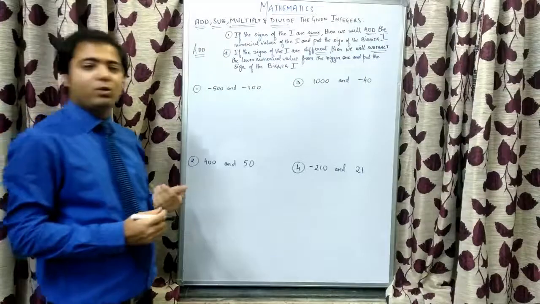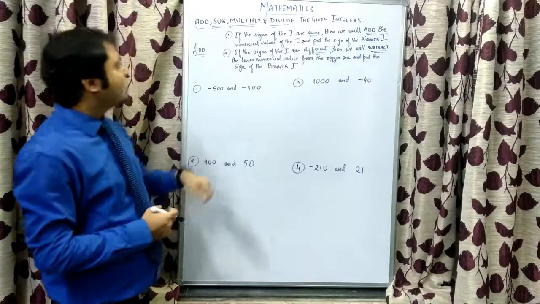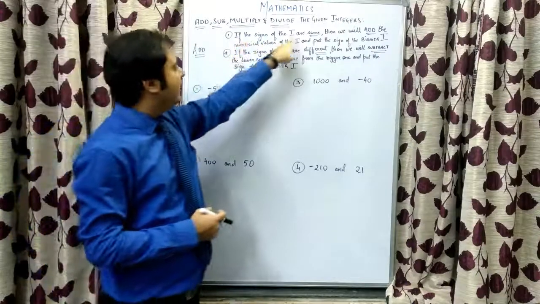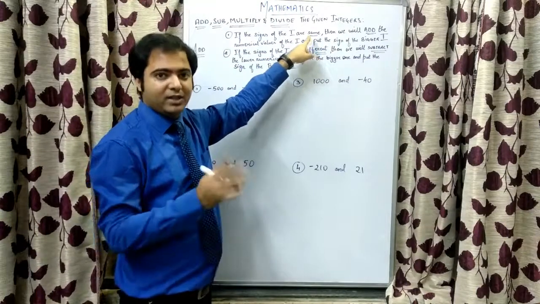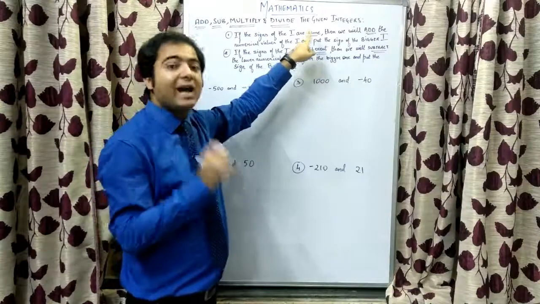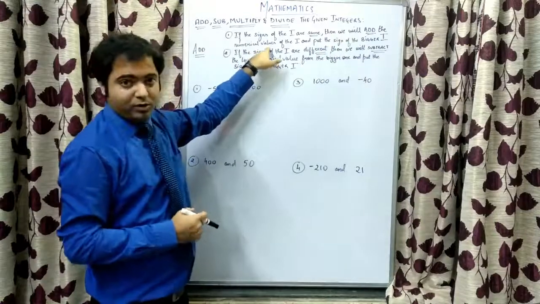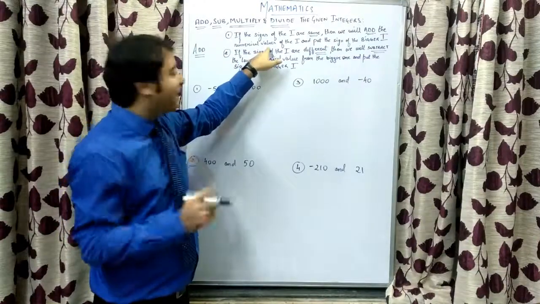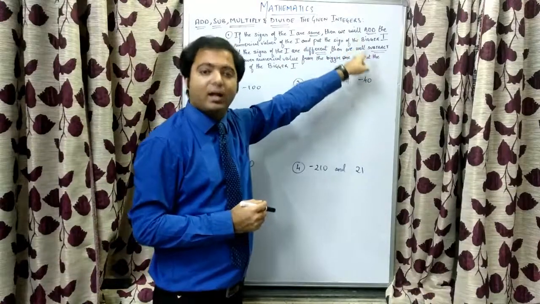Right? The first fundamental operation that we'll be doing is addition, that is sum. But before that, we need to understand the rules for addition that we'll be following for solving them. First rule says if the signs of the integers that we are going to add are same, then we'll add the numerical values, not the sign, and put the sign of the bigger integer in the answer.